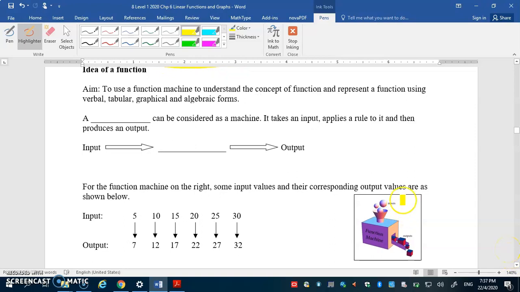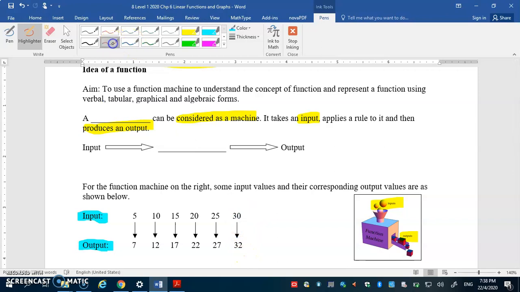Basically, a function takes in an input and gives out another output. Okay, so you think about it as a machine. You take in an input, apply a rule to it, and then it produces an output. So for example, let's say your input over here is 5 and your output over here is 7, and your second input is 10, output is 12. Then when you input 15, you get 17. When you input 20, you get 22 as the output. When you input 25, you get 27. When you input 30, you get 32 as the output.